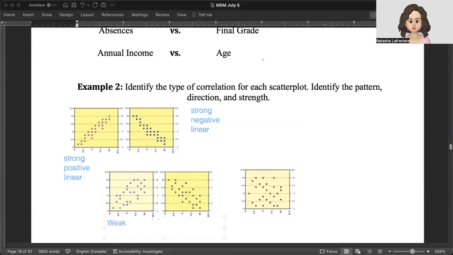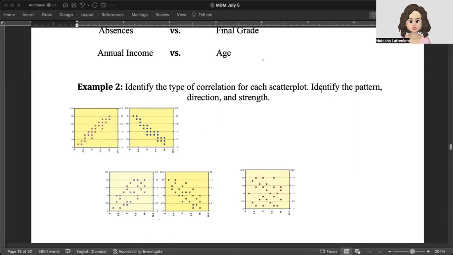The following one is weak. It is positive and linear. Weak, negative, and linear. And this one has no correlation. So your pattern is that strong, weak, moderate, no correlation. The direction would be positive or negative. Oh, sorry. Your pattern would be the linear, curved, whatnot. And then your strength would be the strong, weak, no correlation.